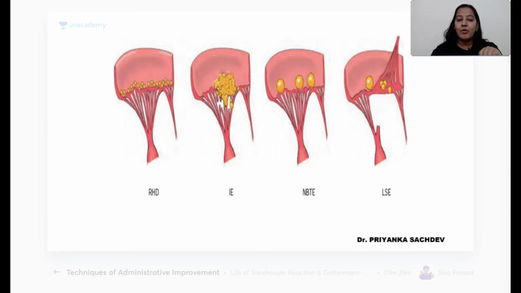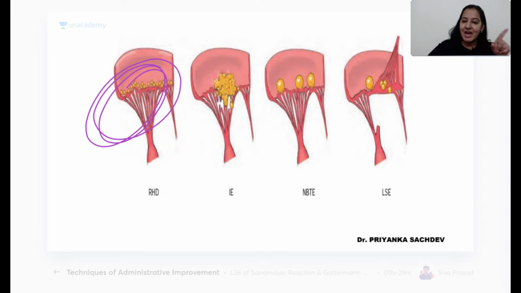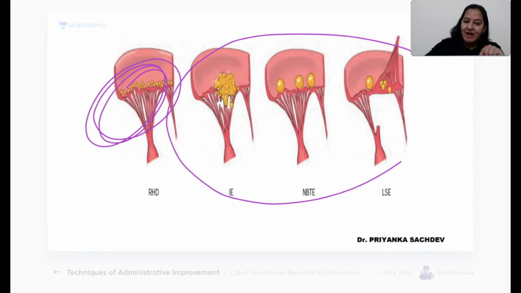Come on the walls. Which wall will be involved? You can see the gross here. This is the first type of endocarditis. The rest 3 we have to study today. Correct or not? So this is the first one.